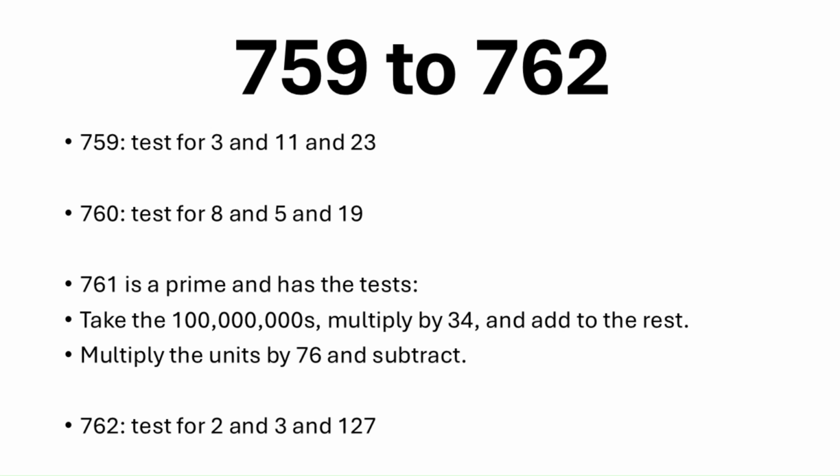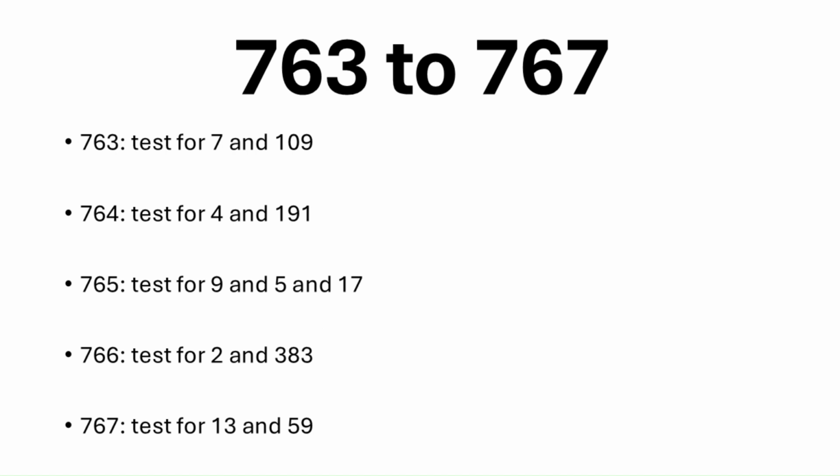761 is a prime and has the tests. Take the 100 millions, multiply by 34, and add to the rest. Multiply the units by 76 and subtract. 762, test for 2 and 3 and 127. 763, test for 7 and 109. 764, test for 4 and 191.